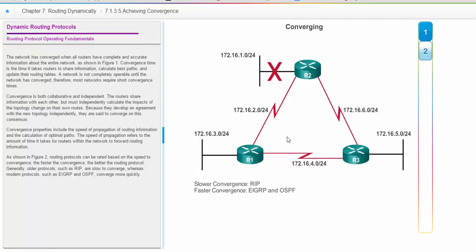So most networks require short convergence times. You've noticed this in the lab when you've turned on your routers and your switches. You do have some time there that it takes them to come up and for them to learn. So that's what it's talking about: convergence time. Convergence is both collaborative and independent. The routers share information with each other, but must independently calculate the impacts of the topology change on their own routes. So just because router 1 has come up with a distance to router 3 doesn't necessarily mean that router 3 is going to come up with the same distance.